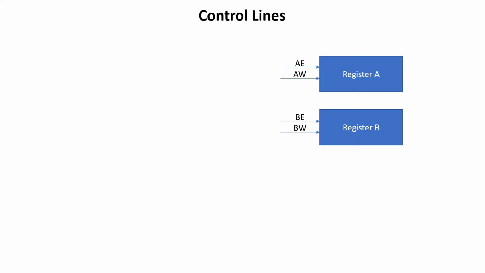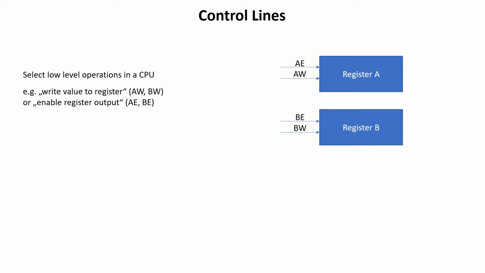I believe if you're watching this video, you're already familiar with the concept of a control line in a CPU, but I want to do a small recap so that we are all at a similar level of knowledge. So let's say the control lines select the low-level operations in a CPU. That means, for example, write a value to a register or enable a register output so that the content of the register is visible on the data bus.